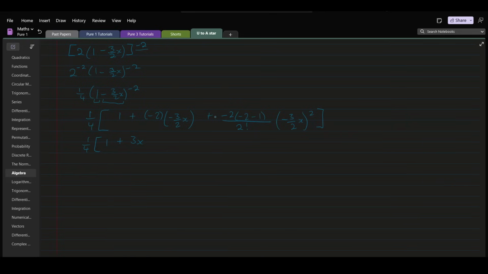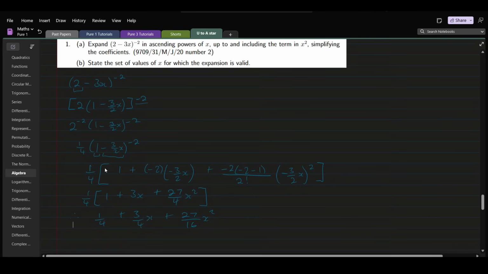That's negative 2 times negative 2 minus 1 over 2 factorial multiplied by negative 3 over 2 to the power 2. And that gives us 27 over 4. And the x will be squared. Now let's multiply through by a quarter. So that's a quarter plus 3 quarter x plus 27 over 16 x squared. And this will be the expansion of 2 minus 3x to the power negative 2 up to and including the term in x squared.